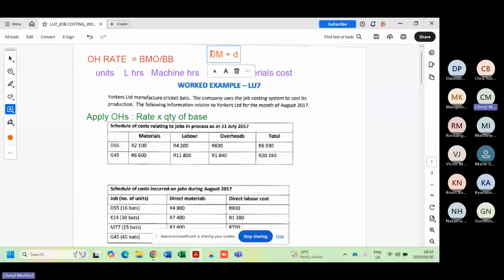Oops, sorry, I forgot about the caps. Plus direct labor plus applied overheads. That's usually what we're going to do. But sometimes, as in this question, that's why I picked this one, there might be some kind of cost that we incurred in the previous period.